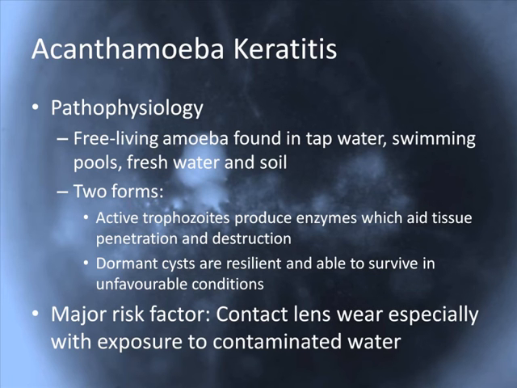In Acanthamoeba keratitis, the free-living amoeba found in tap water, swimming pools, freshwater, and soil is involved. The two forms include active trophozoites, which produce enzymes which aid tissue penetration and destruction, and dormant cysts, which are resilient and able to survive in unfavorable conditions. A major risk factor is contact lens wear, especially with exposure to contaminated water.